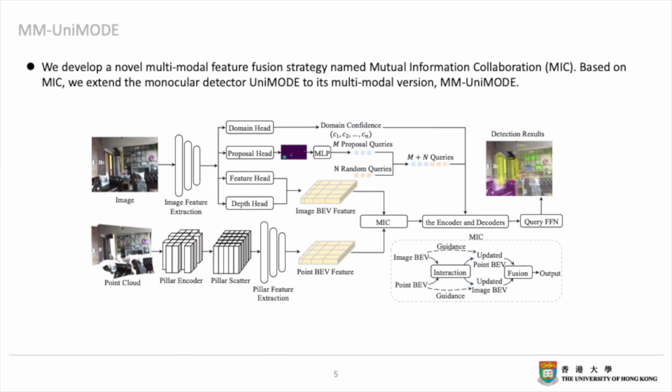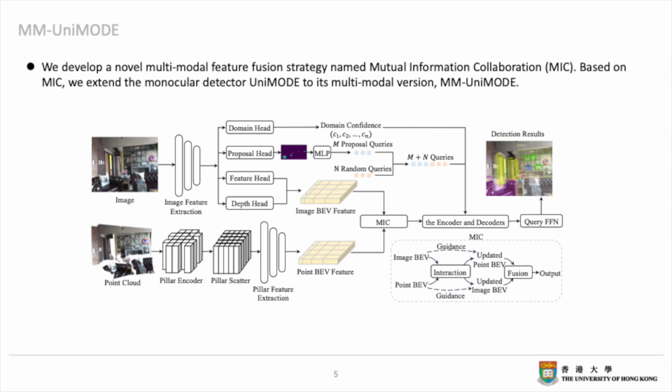This slide presents the overall framework of the unified multimodal 3D object detector UniMODE. The pipeline of UniMODE is illustrated in this figure. As shown, the detector takes an image and a point cloud as input. The image is captured by a camera, and the point cloud can be collected by any kind of depth sensor. An image branch and a point branch are constructed to extract features from the image and point cloud separately.